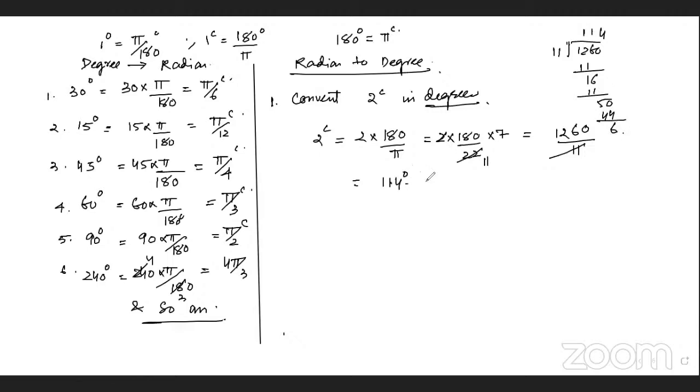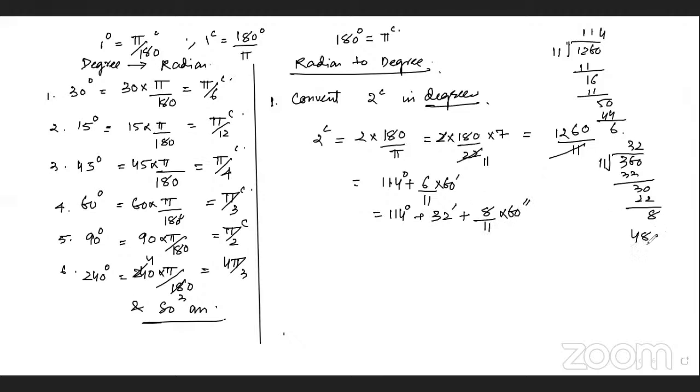तो these are 114 complete degrees plus 6 upon 11 degree, but degree को minutes में convert कर दीजिए. 60 minutes now. So that is 114 degrees plus 6 into 60 is 360 divided by 11. 11 3s are 33. ठीक है, फिर 30, 11 2s are 22. यहाँ पर कितना आएगा? 8. So 32 minutes plus 8 upon 11 into 60 seconds. Mind it. 8 6s are 48. 480 upon 11. ठीक है, 11 4s are 44. So approximately 44. So 2 radians is equal to 114 degrees, 32 minutes, and 44 seconds लगभग.